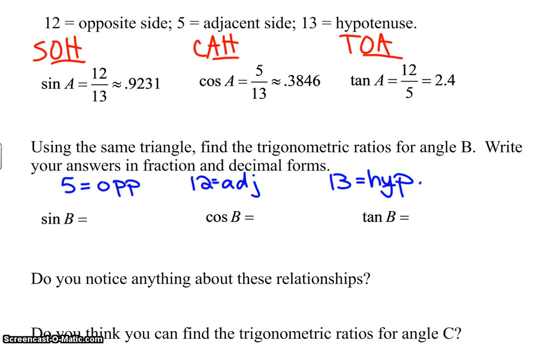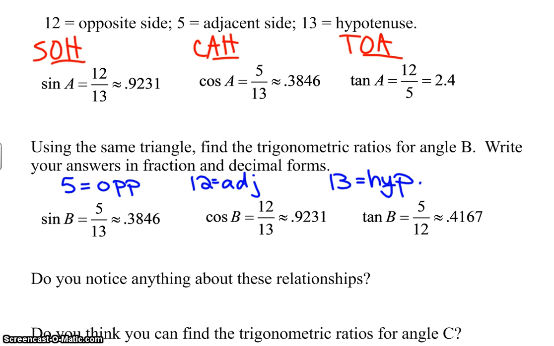and write the ratios. So for sine, it was 5 over 13, about 0.3846. For cosine, it was 12 over 13, about 0.9231. And for tangent, instead of 12 over 5, it was 5 over 12, which is about 0.4167.